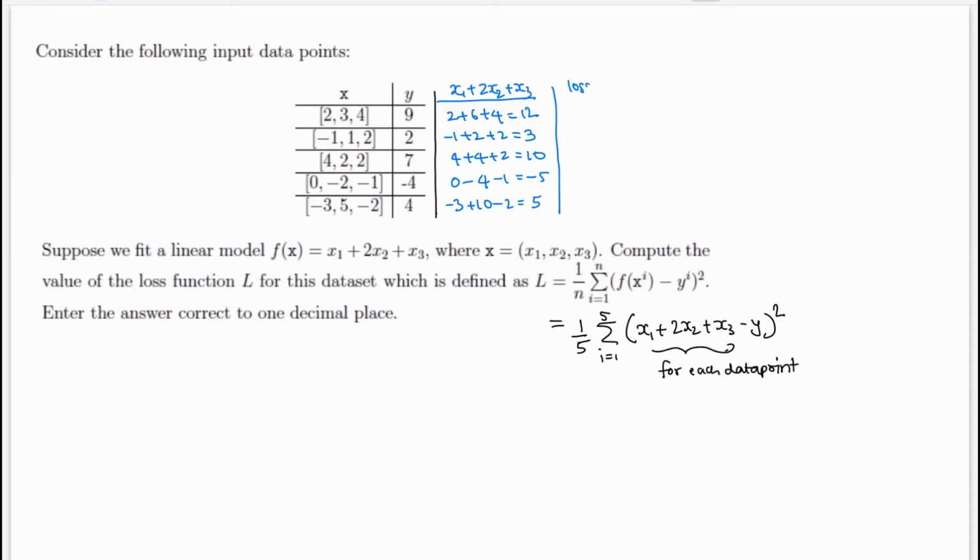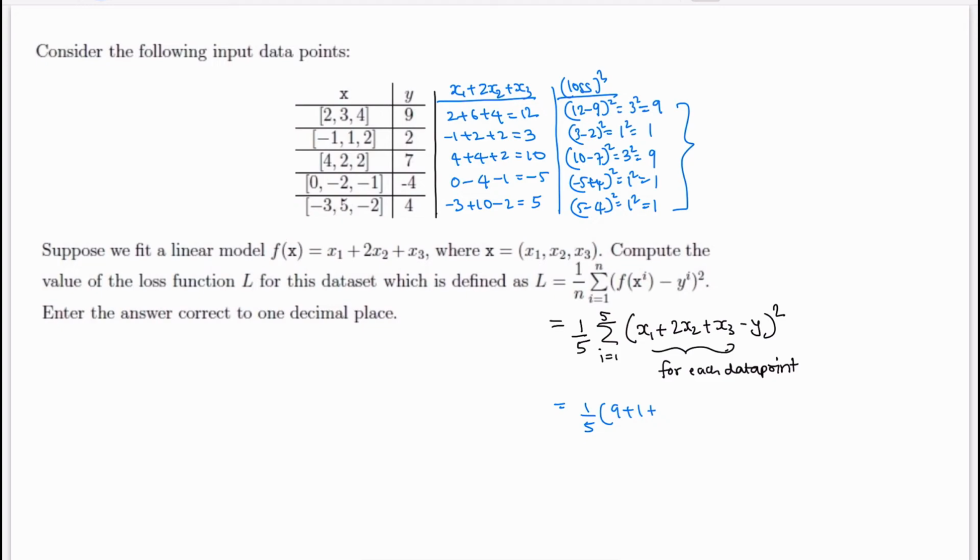Now we also have to compute the loss squared, which means the difference between the predicted and the actual value, which is (x1 + 2x2 + x3 - y) whole squared. So the first data point we have 9. Similarly, we have 1 for the second data point, 9 for the third data point, and 1 for the fourth data point, and 1 as well for the fifth data point.